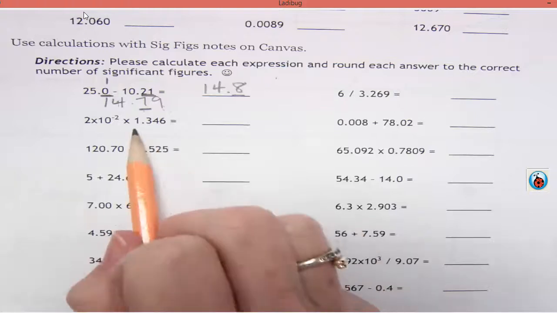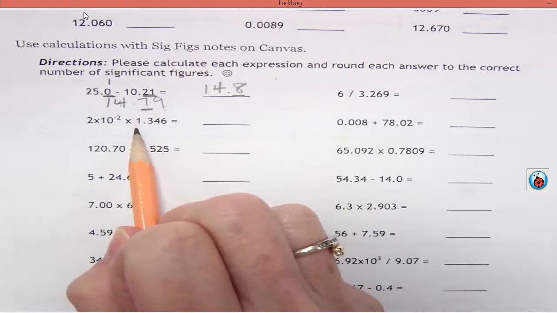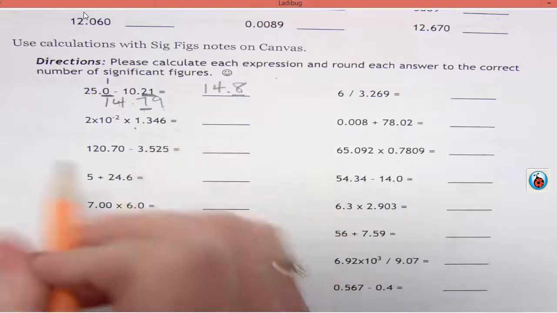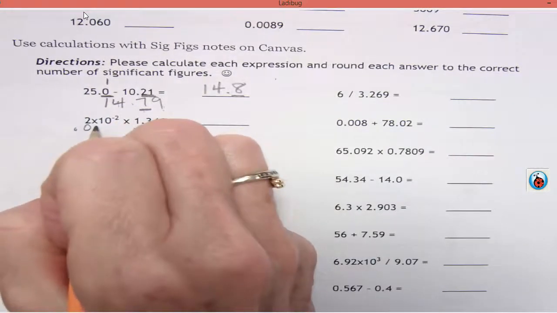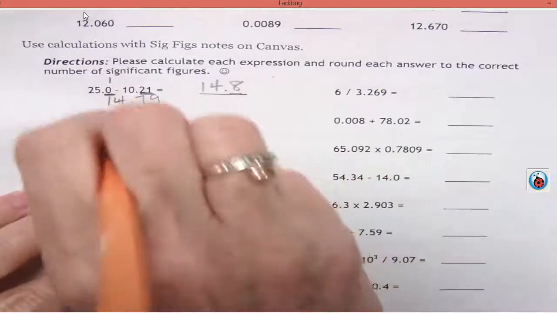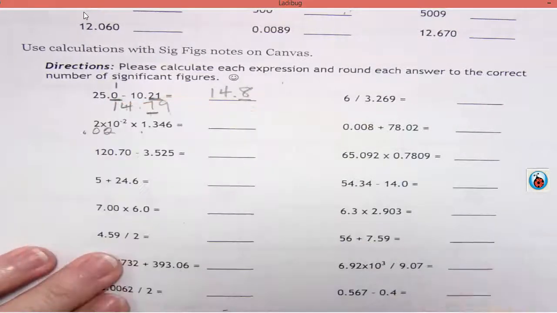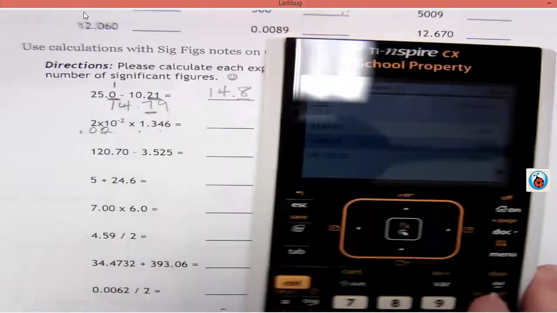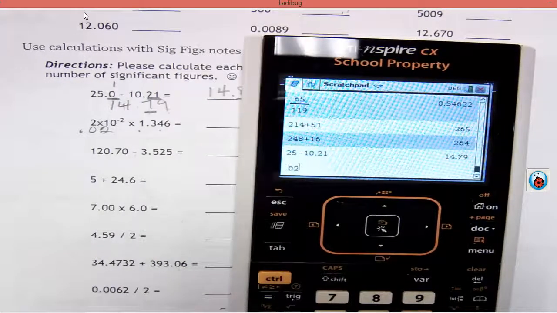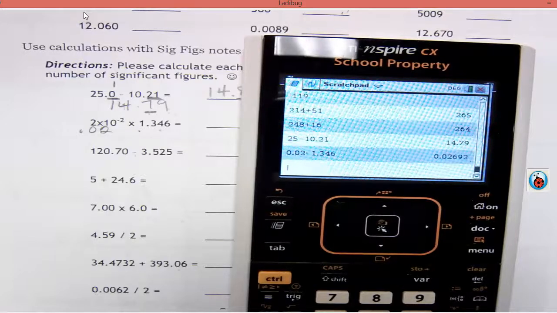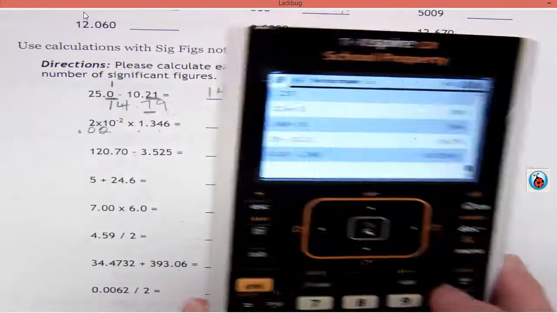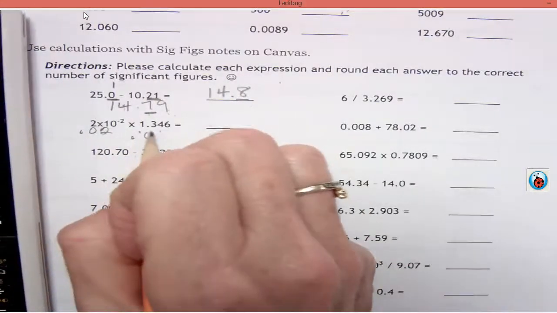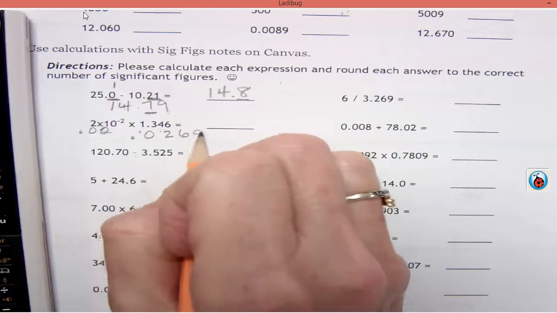Alright, let's look at this one. I'm going to take this out of scientific notation, but you can put it in scientific notation into the calculator, but that's really 0.02 times 1.346. So we get 0.02 times 1.346. Okay, so there's our answer, 0.02692.